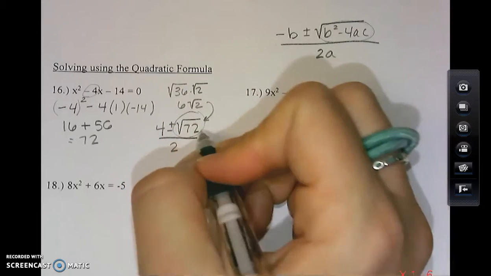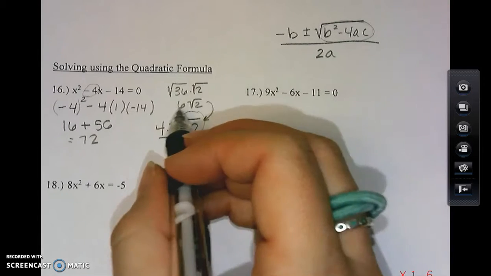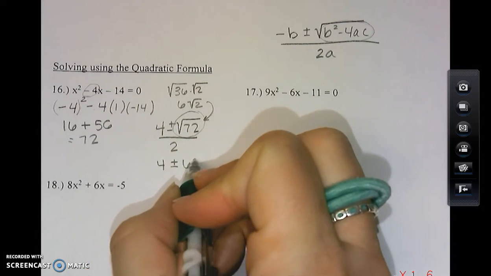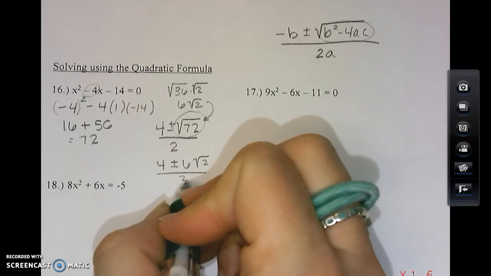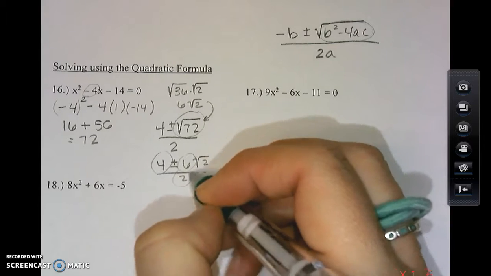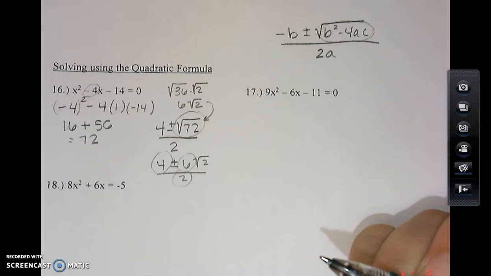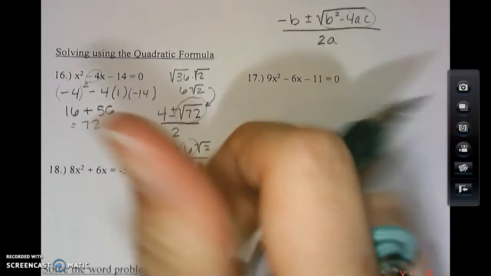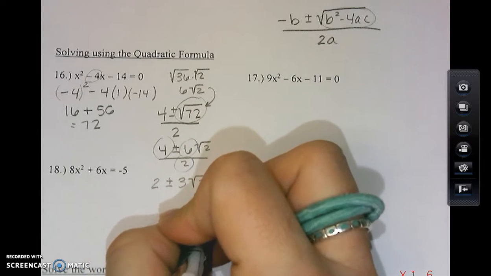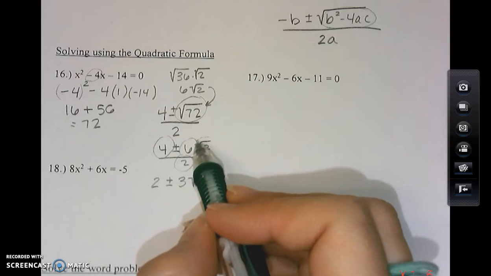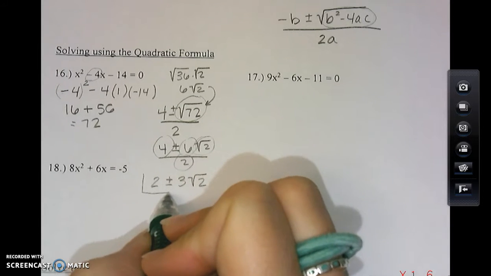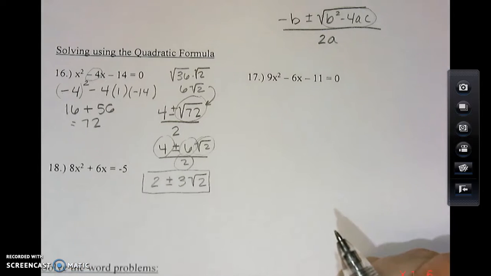So I'm going to replace square root of 72 with this 6 radical 2. So I have 4 plus or minus 6 radical 2 all over 2. Our next step is then to look at our numbers. What can I divide all those numbers by? We can divide them by 2. So if I divide everything by 2, I get 2 plus or minus 3 radical 2. And remember, we don't touch what's underneath the radical. Leave that alone at this point. So this is my final answer.